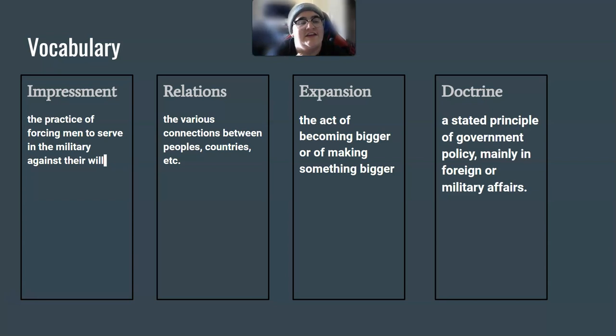The British soldiers used to capture American soldiers and force them to fight against the United States with the British. The next word we have is relations, and this is pretty self-explanatory. This is just how countries interact with each other. Then we have expansion, which is the United States growing bigger. And then we also have doctrine, which is a stated principle of government policy, mainly in foreign or military affairs. Go ahead and write down those 4 words, and then you can move on.